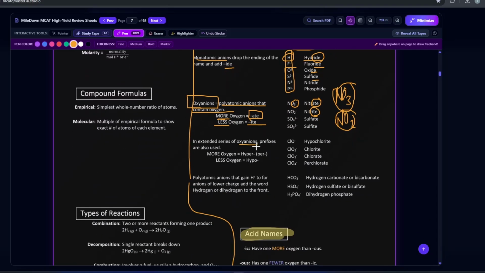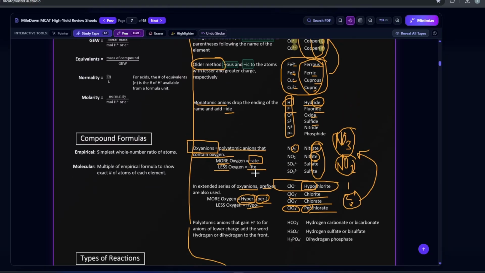In extended series of oxyanions, prefixes are also used. Prefixes come before, and suffixes come after the root word. So here we have hypo, or they might use per instead. Hypo is here and per is over here. Perchlorate means a lot of oxygen, more oxygen. Then you have less oxygen with hypo, so this only has 1 oxygen. This chlorite has 2. This chlorate has 3.